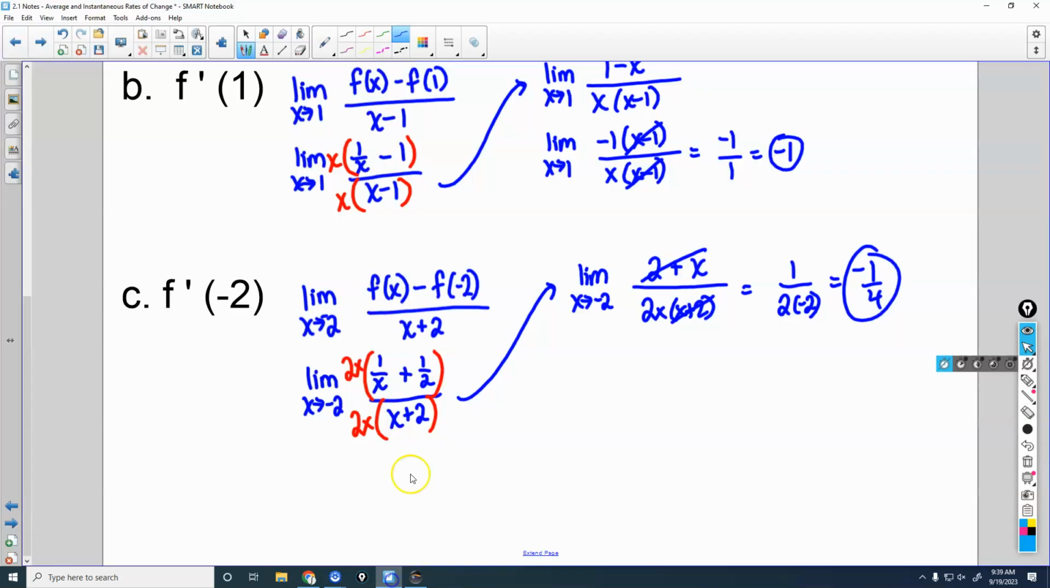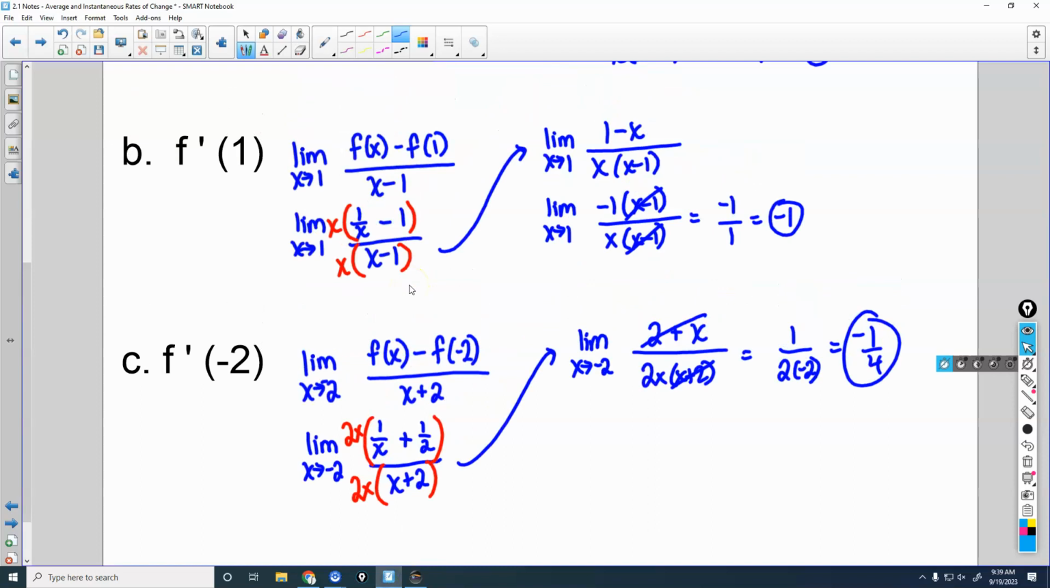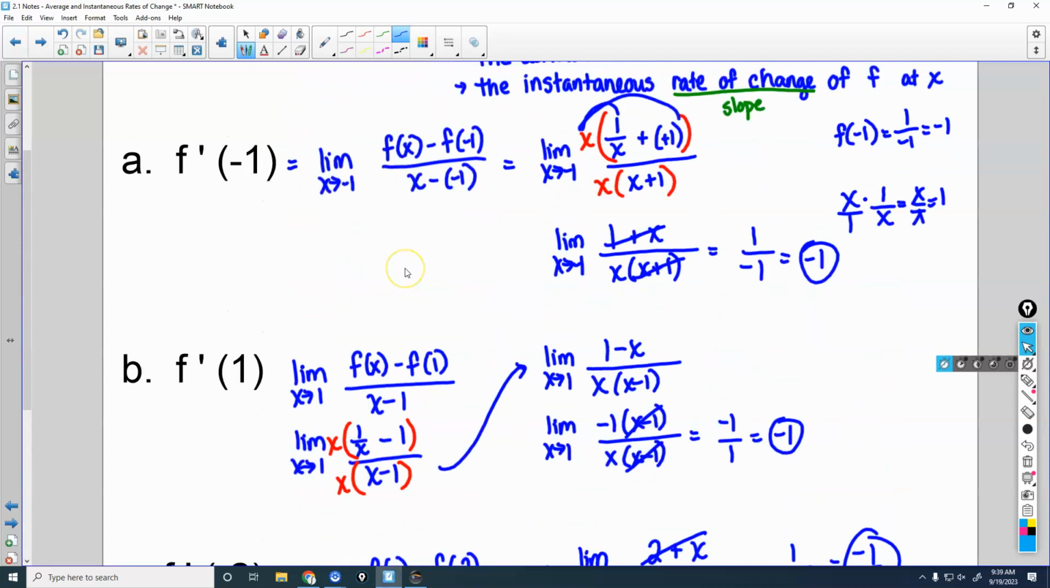All right, I'm going to just put up mine for the first one. So you should get -1 also for B.